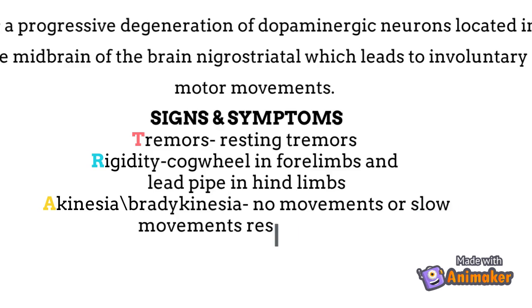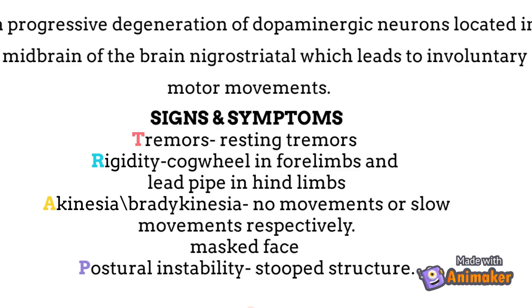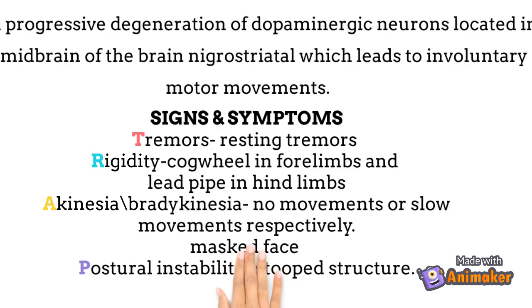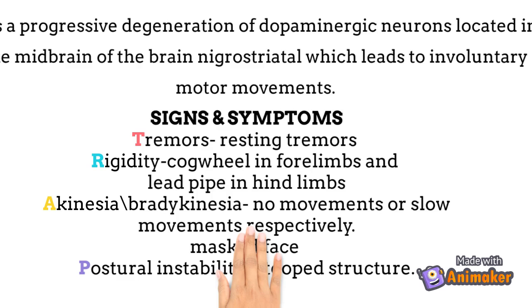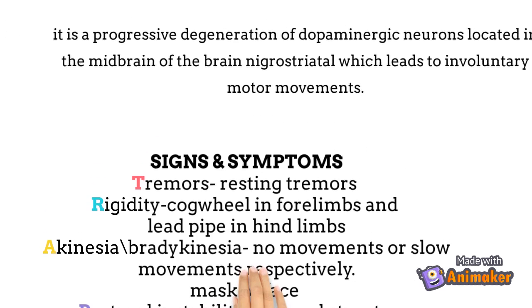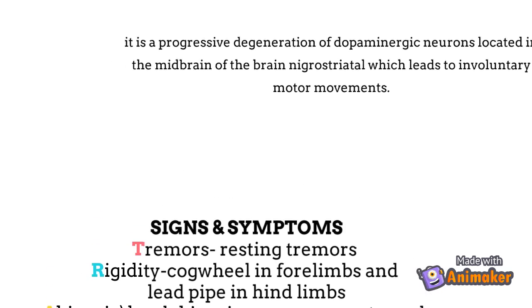Rigidity is of two types, that is cogwheel in the upper limbs and lead pipe rigidity in the hind limbs. Akinesia or bradykinesia, no movements or slow movements respectively. Called mask face, and the patient also experiences postural instability such as stooped posture.